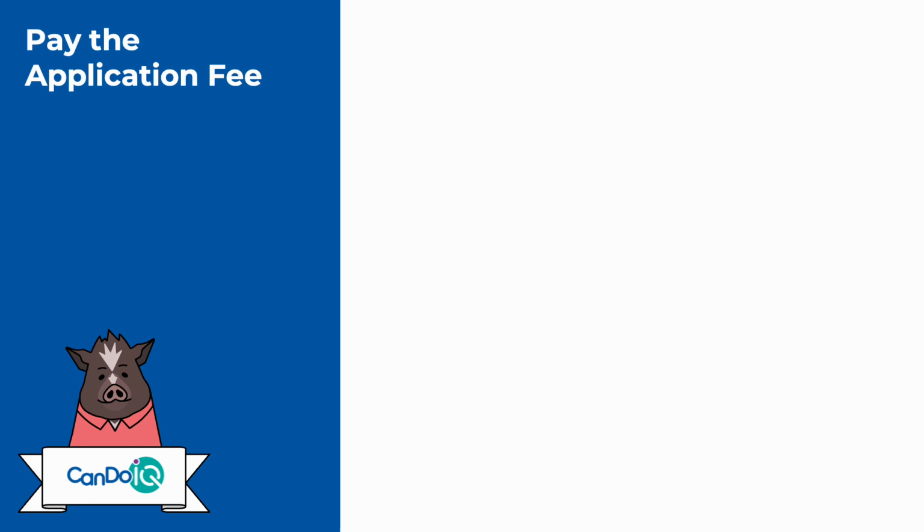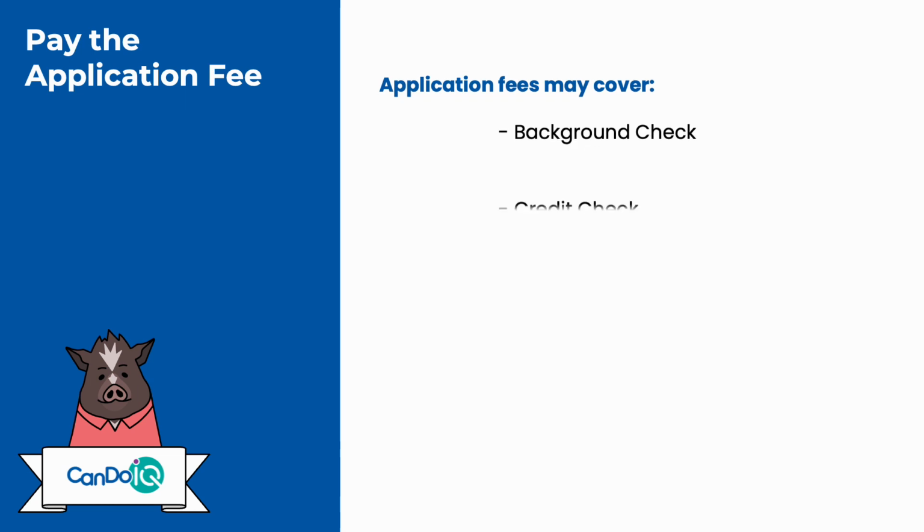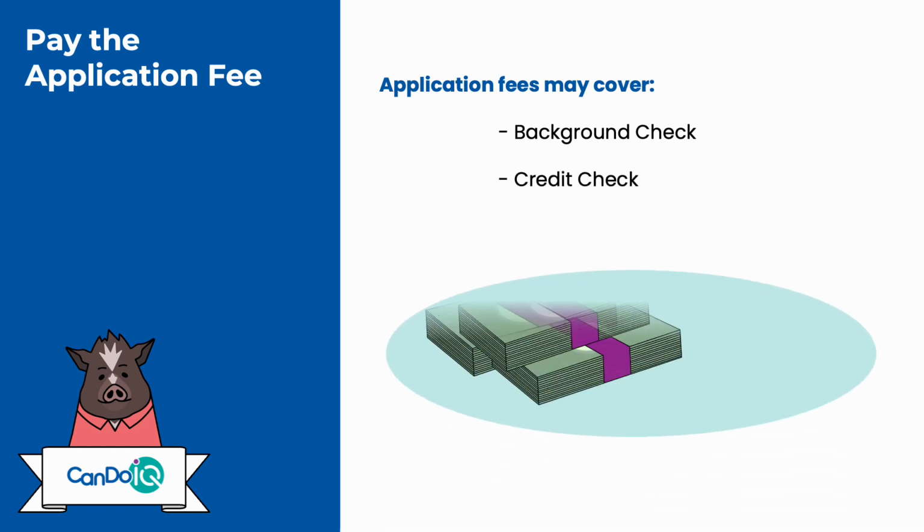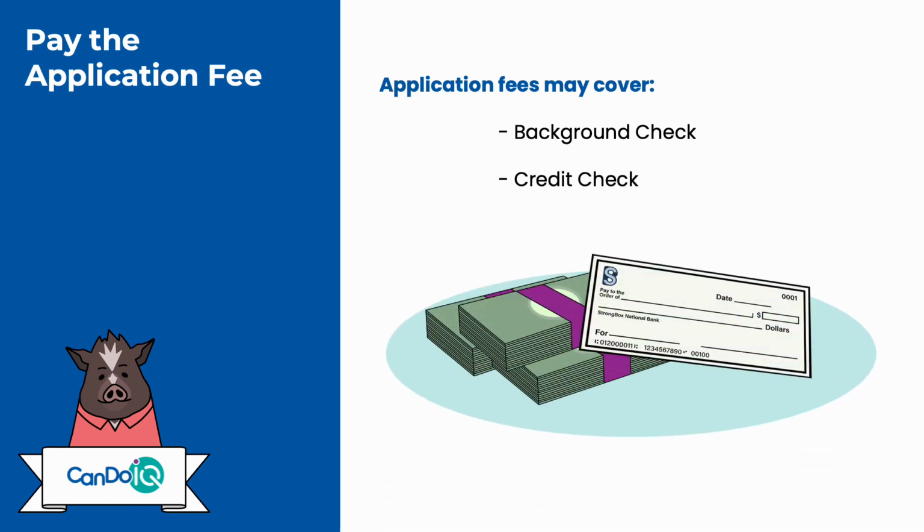Step 2. Pay the application fee. This fee covers the additional background and credit checks which will be done on you by your potential landlord. You can ask what this fee covers, and you can also ask what portion of this fee may be refunded to you should you decide to not rent an apartment from this company.